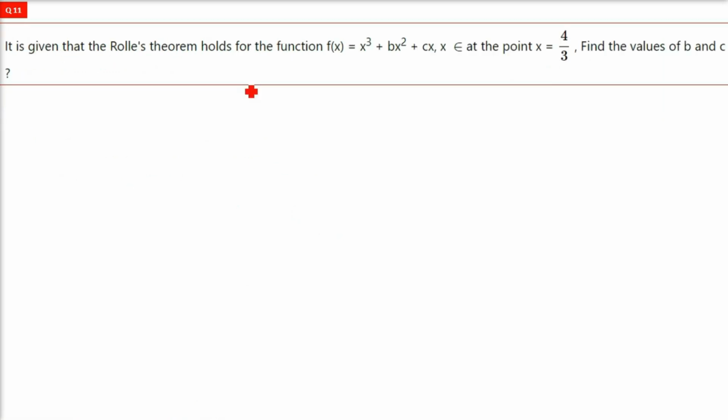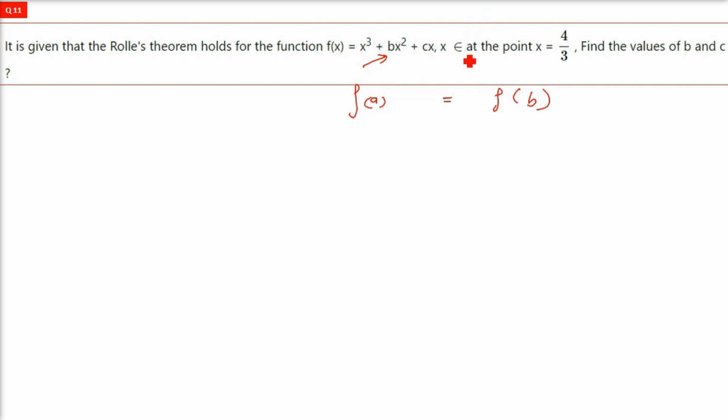It is given that Rolle's theorem holds for the function at point x equals 4 by 3. Find the values of b and c. Here nothing else is given. This b and c we have to compute using this polynomial and then meeting all the requirements of Rolle's theorem. In that course, we will be finding b and c. So f(a) equals f(b), whether we have a and b or not, there is something missing in this question which I am going to highlight just now.